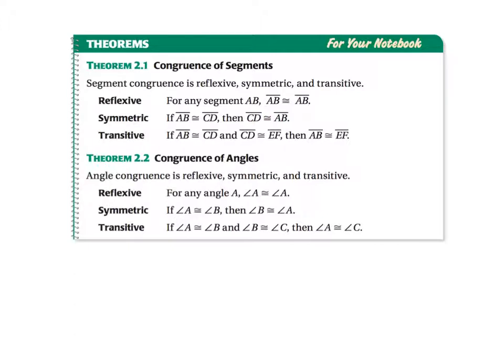And the transitive property states that if I have a segment congruent to another segment and that same segment congruent to a different segment, then the original segment and that new segment are still congruent. The same thing is applied to angles. An angle is congruent to itself. I can flip it around and it's still true. And if I have angle A congruent to angle B and B to C, then A is also congruent to C. So again, this is just more of the same from the last section. We're just now relating it to congruence rather than equality.